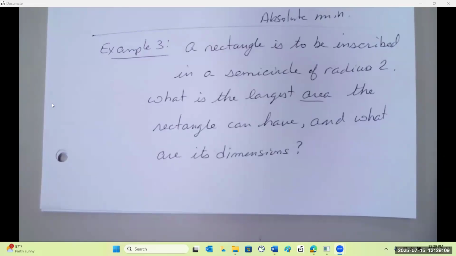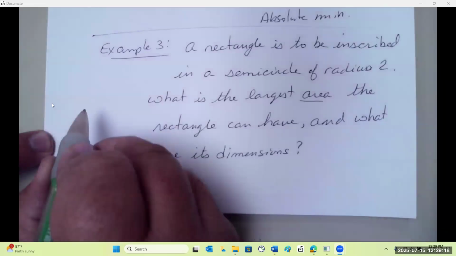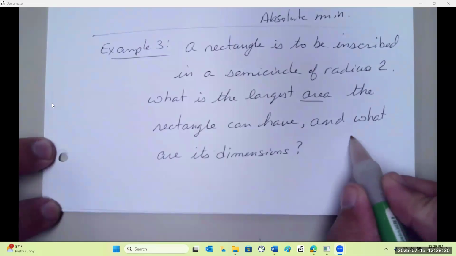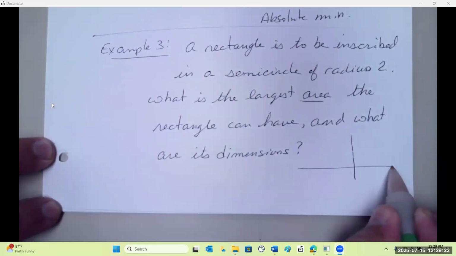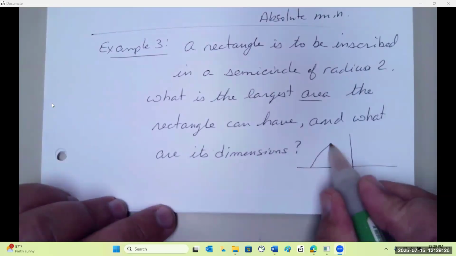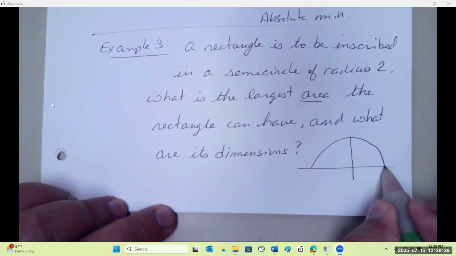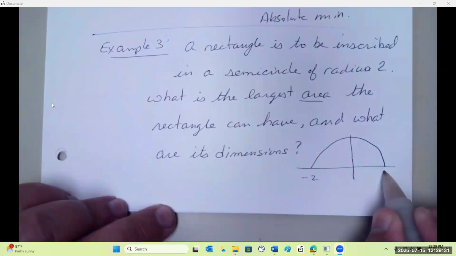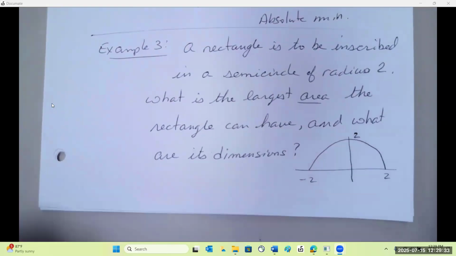So here we definitely have to draw a picture first to understand what they're talking about. It says we're going to have a semicircle, radius 2. So that goes from -2 to 2 and all the way up to 2. And inside there is a rectangle.